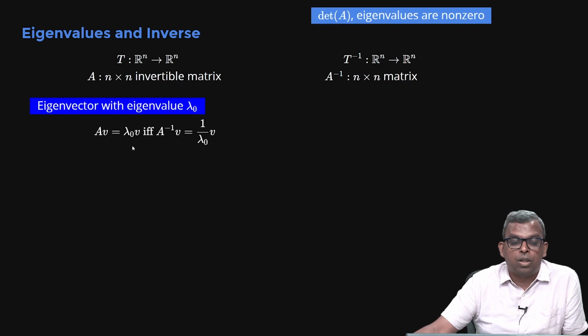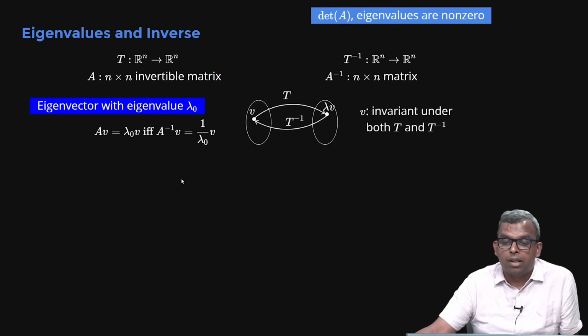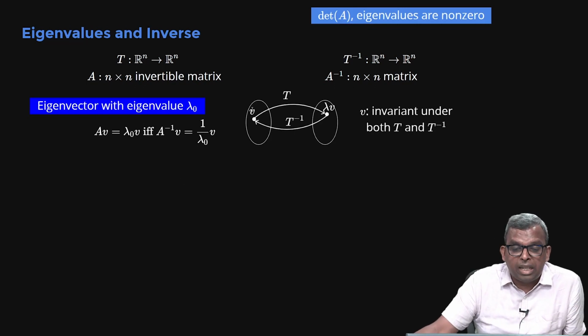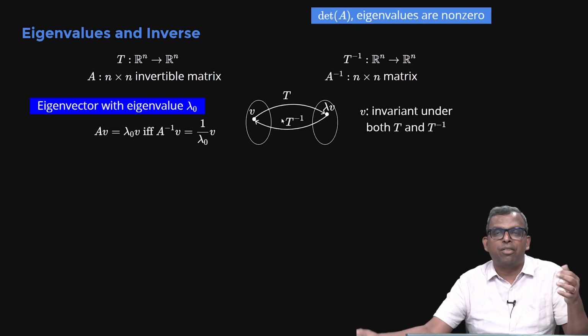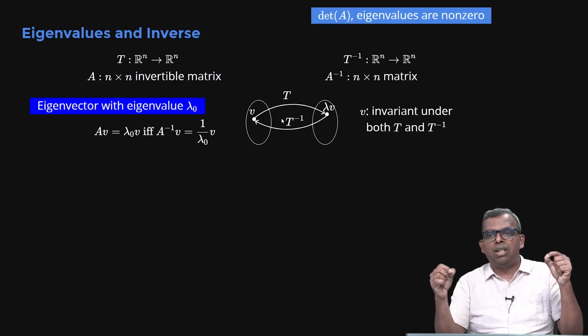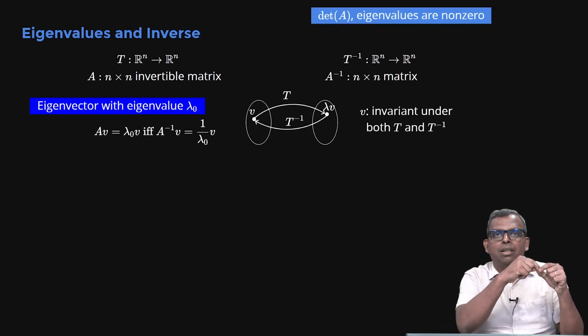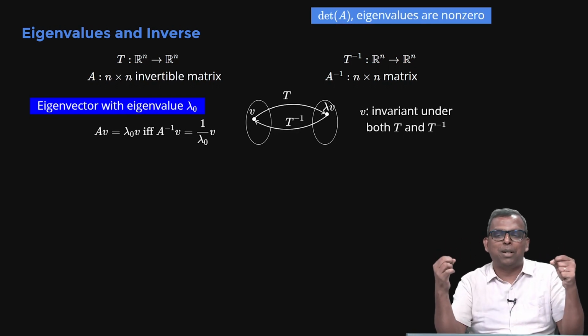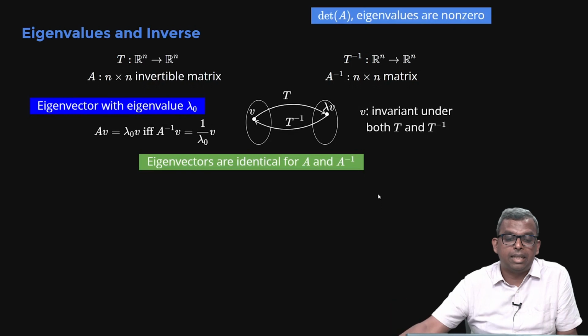Okay, so what do you see from here? It's a very, very simple relationship, right? So this vector V under T is invariant, right? Under T, V goes to lambda V. So clearly under T inverse, which simply maps lambda V to V, it will still remain invariant, right? V itself is invariant. V goes to lambda V. If it's invertible, lambda V will come back to V. But V remains invariant in both cases. So from here we see that the eigenvectors are identical for A and A inverse, okay.